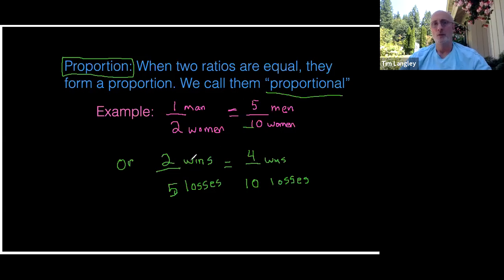And here's another one. If I have 2 wins for every 5 losses in my Seattle Mariners baseball season, that sounds about right. Then if I said, well, is that the same as 4 wins for every 10 losses? Well, if I reduce down 4/10, it reduces down to 2/5, okay?